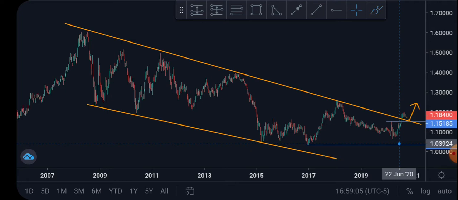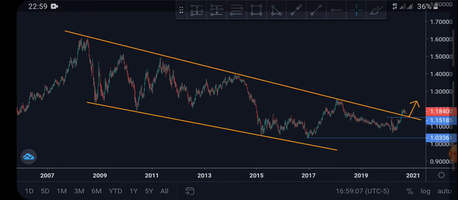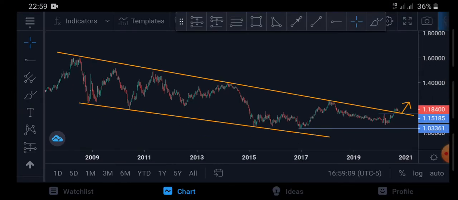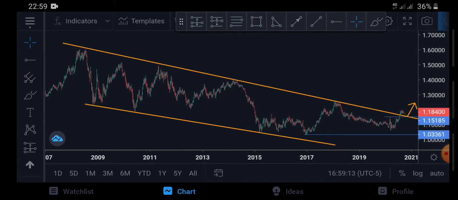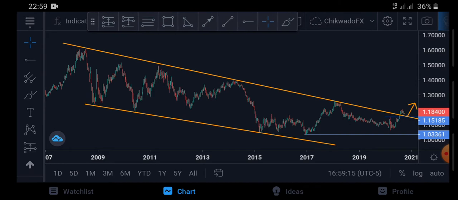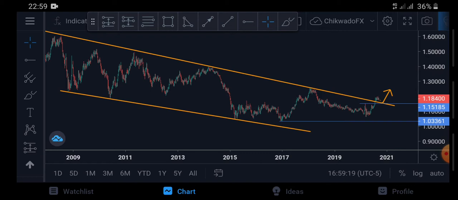Now, let me move over so I can be able to fish out. Yeah, I think the screen is going to get smaller, but that's fine. I'm doing this from my mobile phone 100%, so yeah, you can see Chikwado FX all from my mobile phone on TradingView.